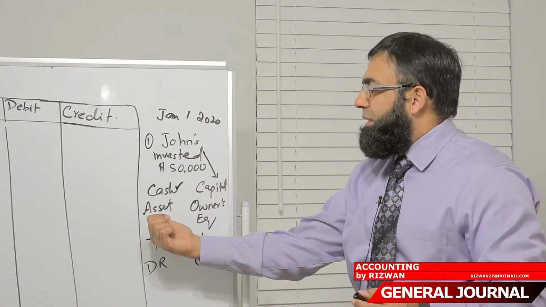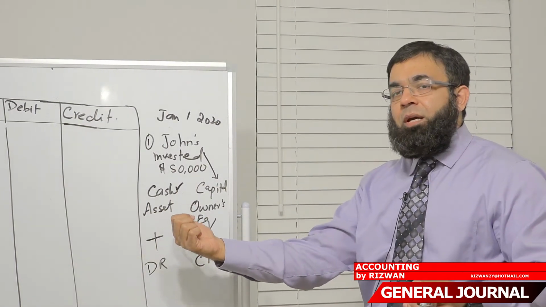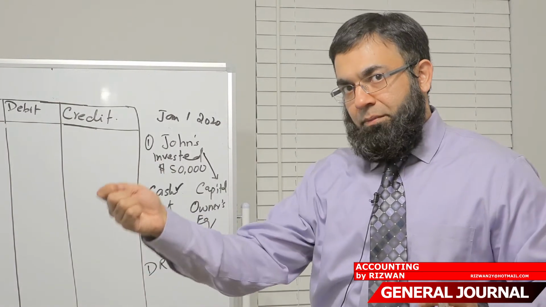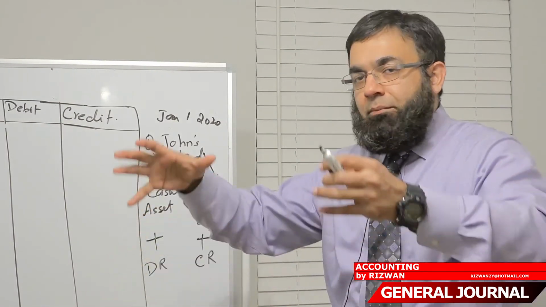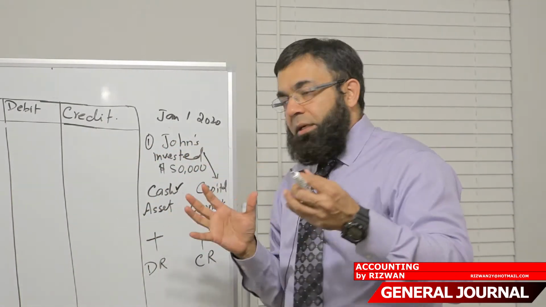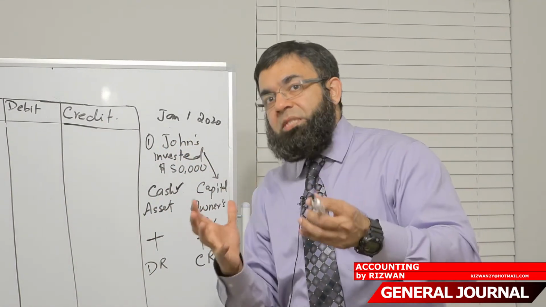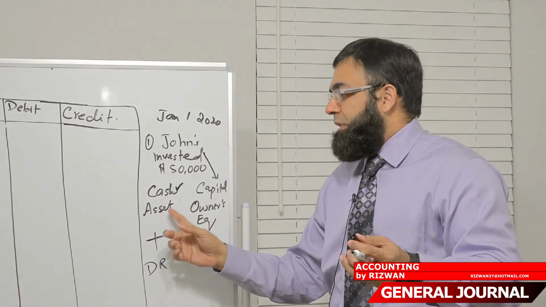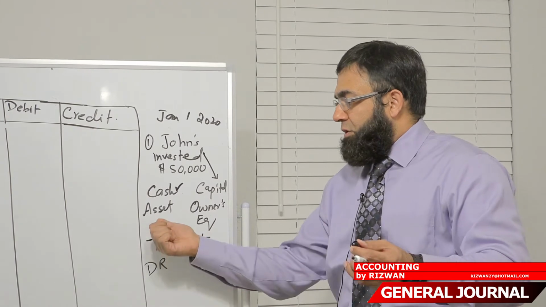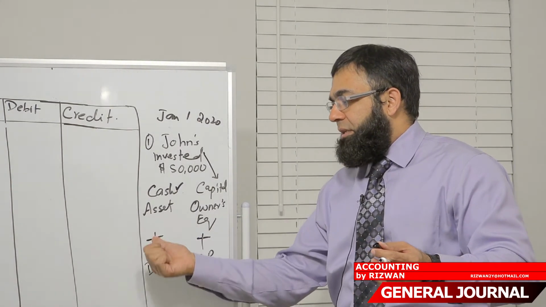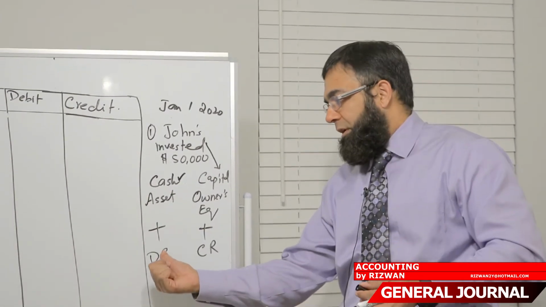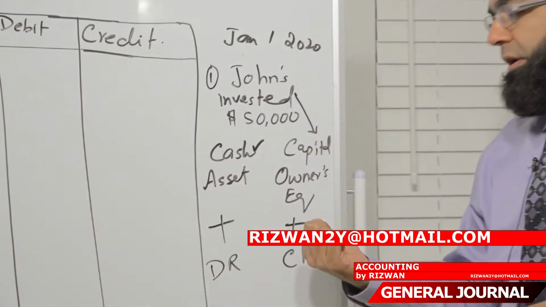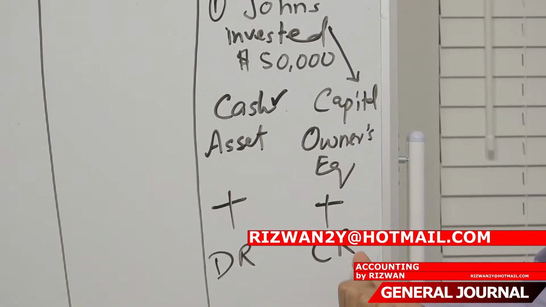When the asset increases, what will happen over here? I'm not talking about the person who is investing in the business. Obviously, he's spending that money, but the business money is increasing right now. So when the business investment is increasing, the asset is increased. When the asset increases, it's going to be debit. I put that with DR, and the owner's equity, which is capital, is the owner's equity account. And when your owner's equity increases, you'll put it on the credit side.